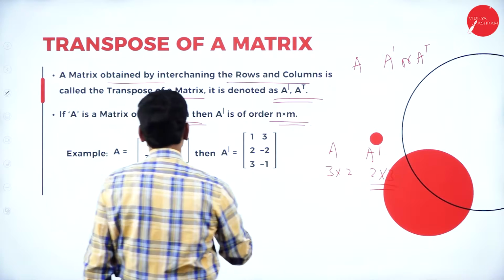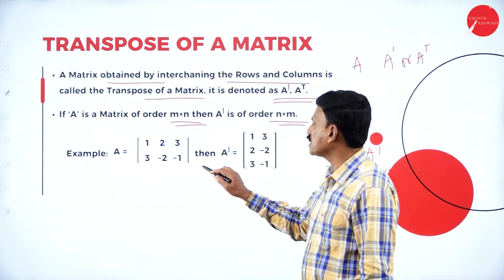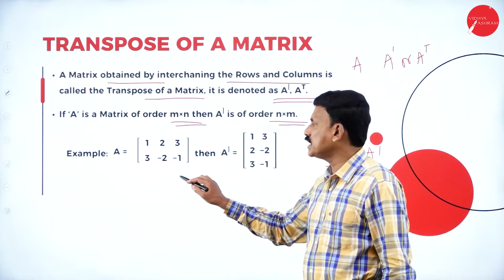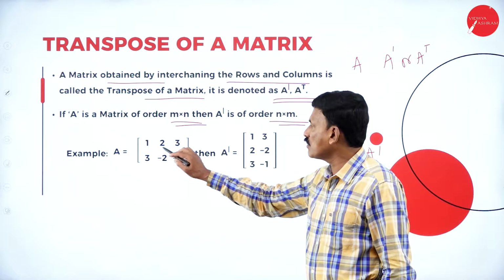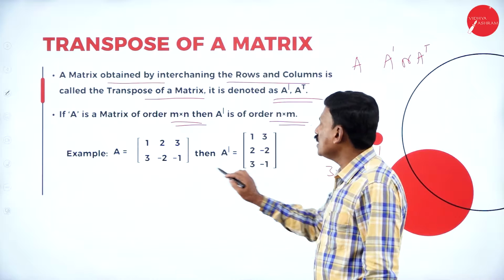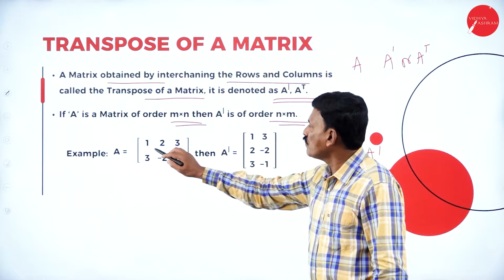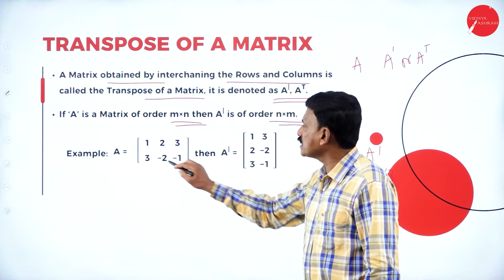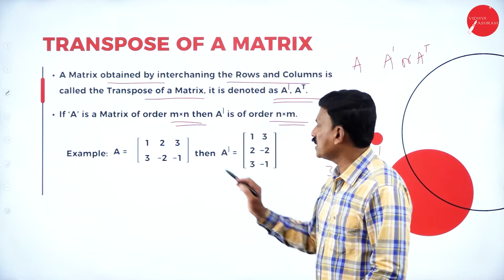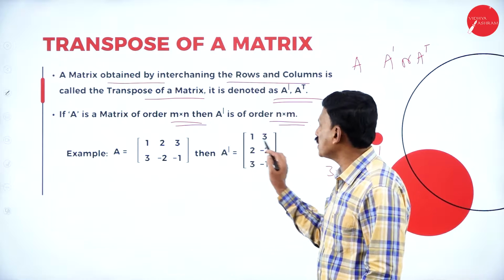Now, let us take an example. If A is equal to the matrix with rows 1, 2, 3 and 3, minus 2, minus 1, then the transpose is A dash is equal to, just write down the first row as the first column: 1, 2, 3, and the second row becomes the second column: 3, minus 2, and minus 1. See, the first row is the first column here and the second row is the second column here. That is, the rows are transposed into the columns. This is called the transpose, denoted as A dash.